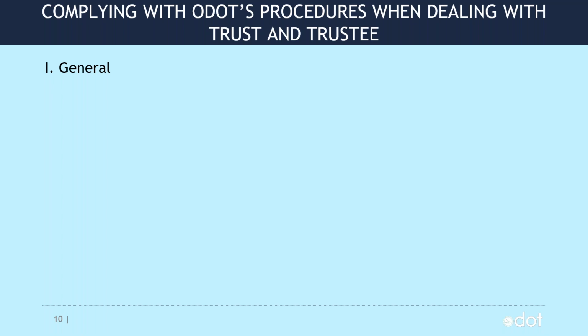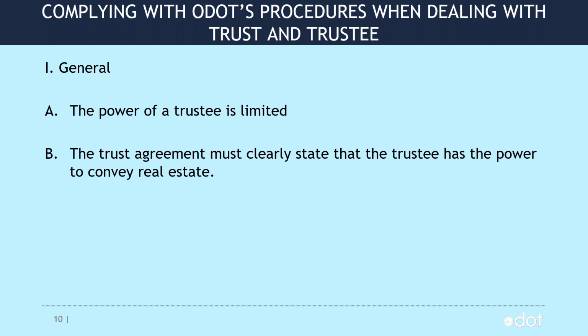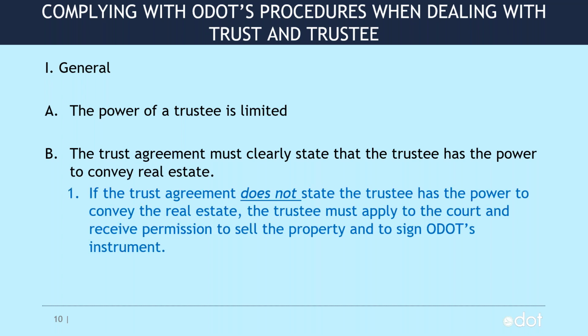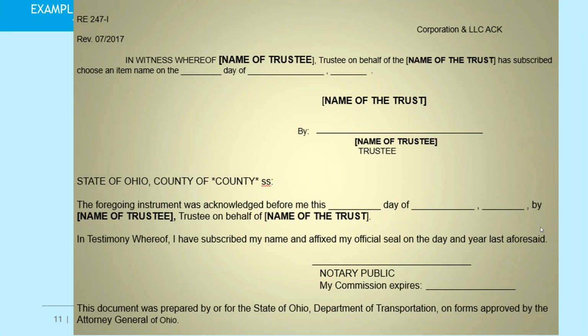Complying with ODOT's procedures when dealing with a trust and trustee: in general, the power of a trustee is limited. That means they don't necessarily have complete control over everything, but the trust agreement itself must clearly state that the trustee has the power to convey real estate. If it doesn't state that, then the trustee has to apply to the court and receive permission to sell the property and to sign ODOT's instrument. And then there's an example that comes next of how the trustee signs. Again, they sign as a trustee. It's not as an individual, but as the trustee for the trust.